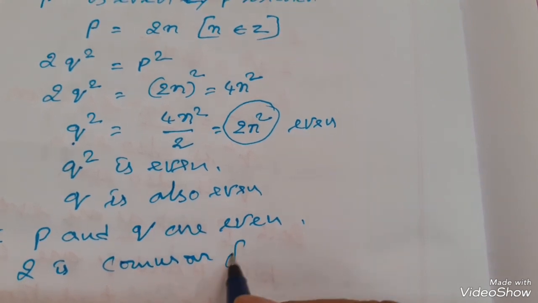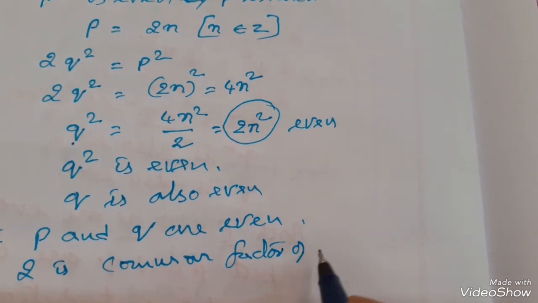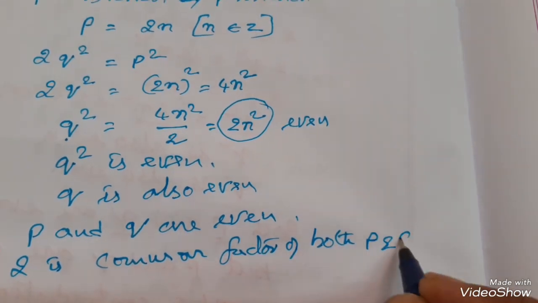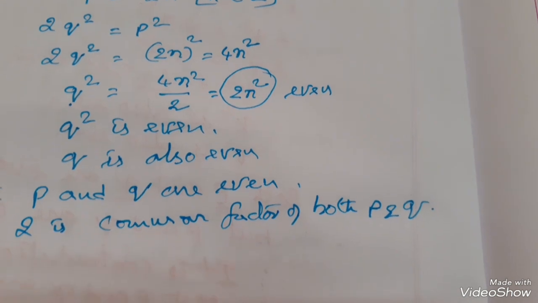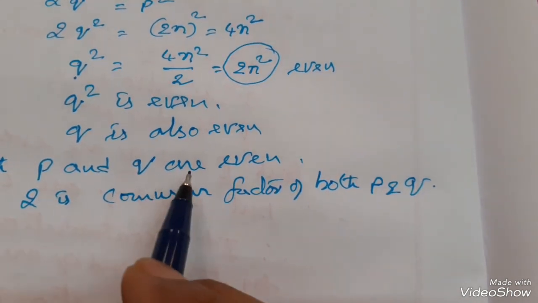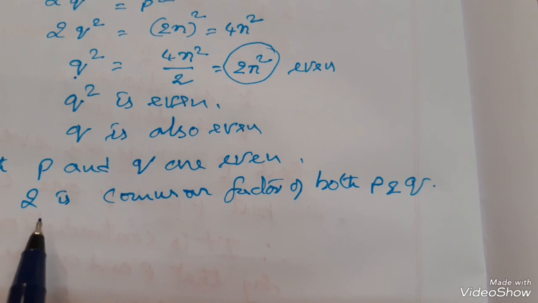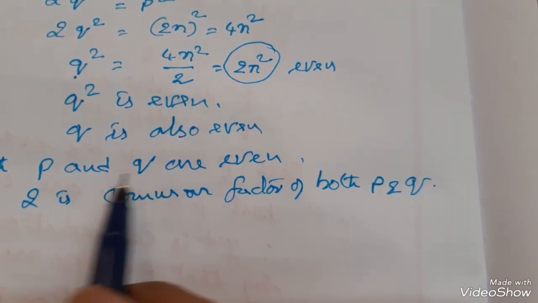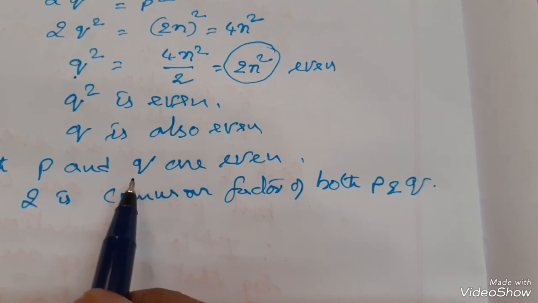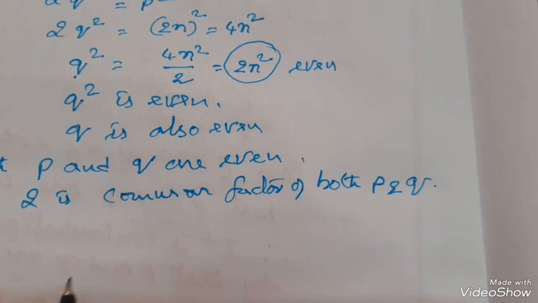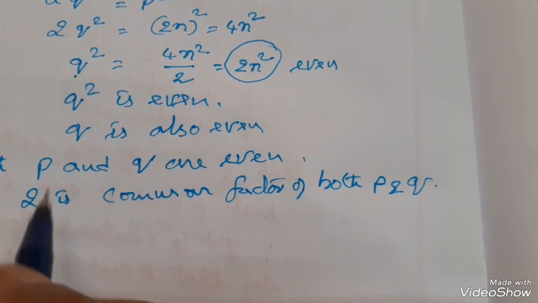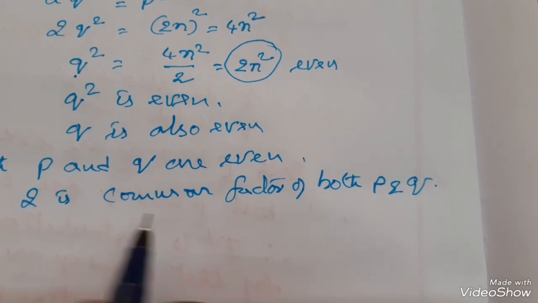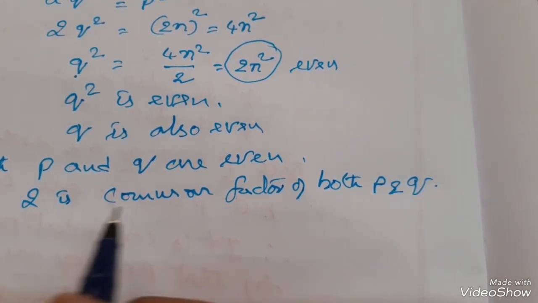2 is a common factor of both P and Q. But P and Q are coprimes here. Since P and Q are coprimes, they have only one as a common factor. So here P and Q are coprimes. They have only one common factor. So a contradiction is formed here.